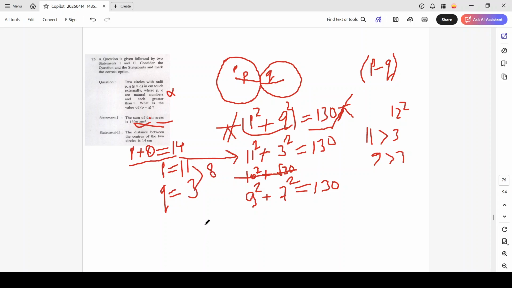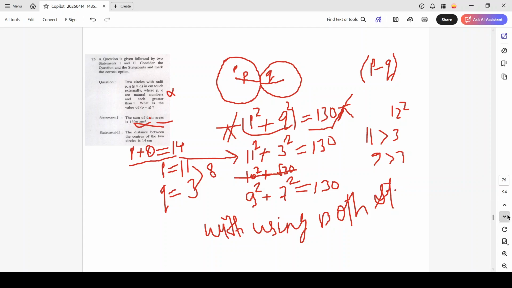So using both statements, we can answer the question. Okay, we can just find out the answer.